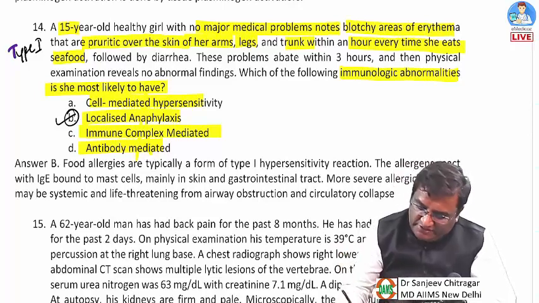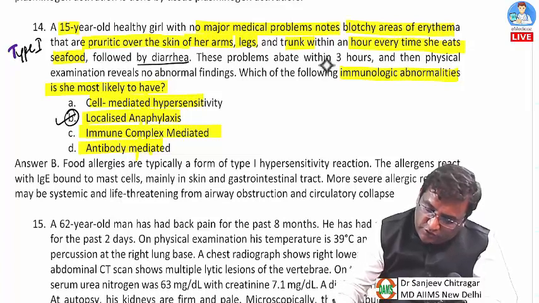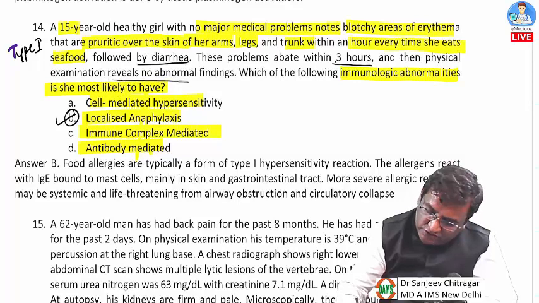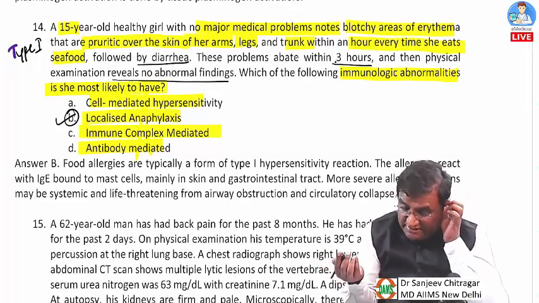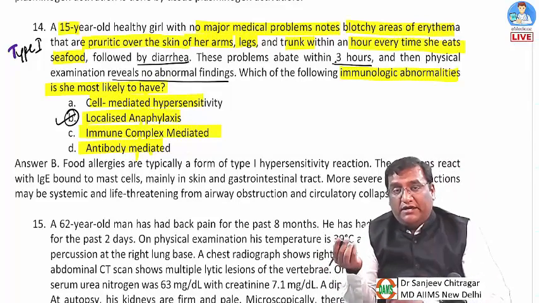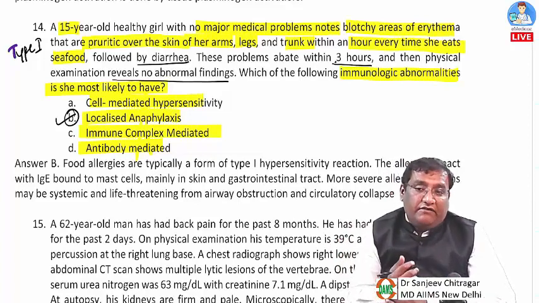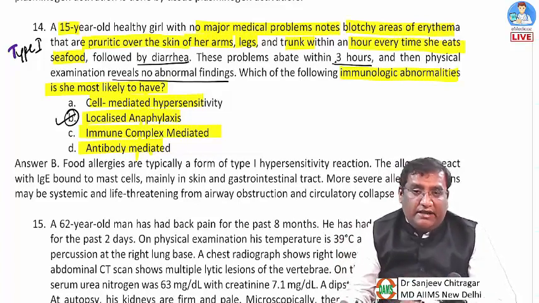Okay, and let me see further. Followed by diarrhea also. The problem abates within 3 hours, and then physical examination reveals no abnormal finding after that. This is typical histamine mediated increased vascular permeability and vasodilation. That's where redness as well as diarrhea is happening.